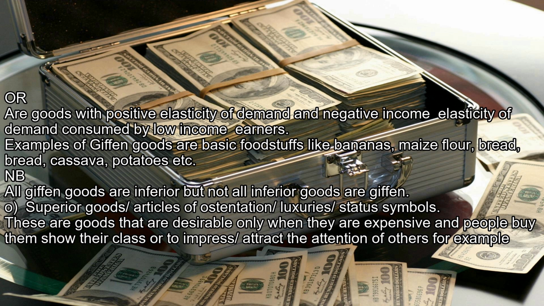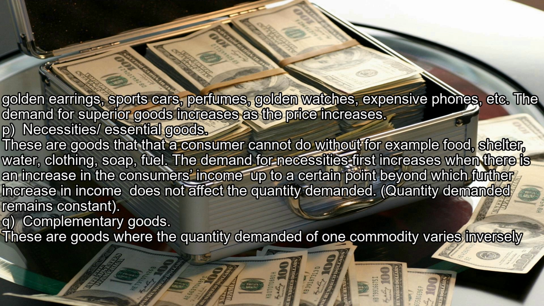Superior goods / articles of ostentation / luxury / status symbols. These are goods that are desirable only when they are expensive and people buy them to show their class, or to impress / attract the attention of others. For example, golden earrings, sports cars, perfumes, golden watches, expensive phones, etc. The demand for superior goods increases as the price increases.